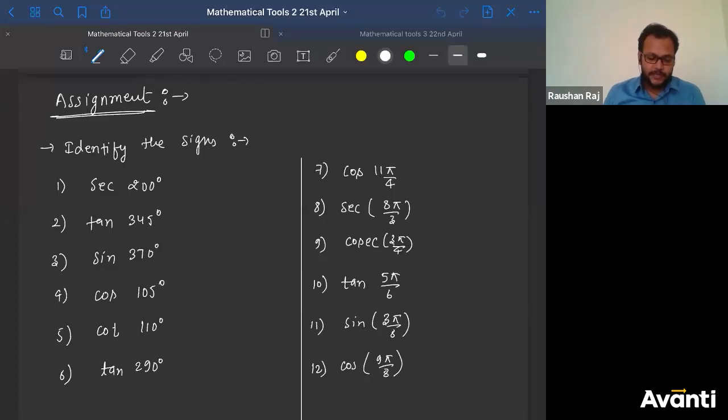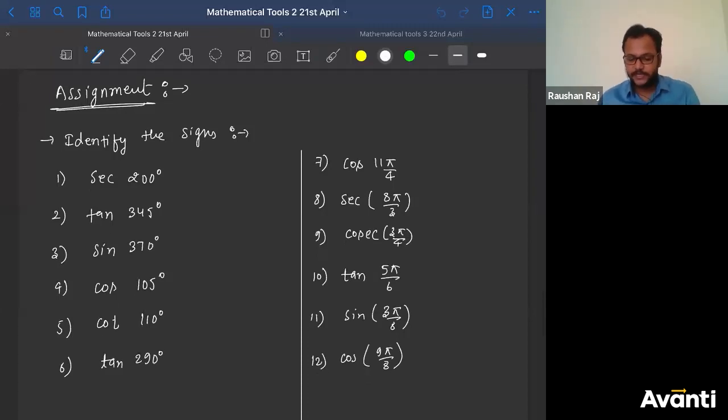Okay? So I have given some assignment to you. I have given some homework numericals to you, right? So let us solve those numericals here. And those who have already solved them, please try to verify. Please try to match the answer. And let me know if you have any doubt in between, okay? Let's go to the first question.